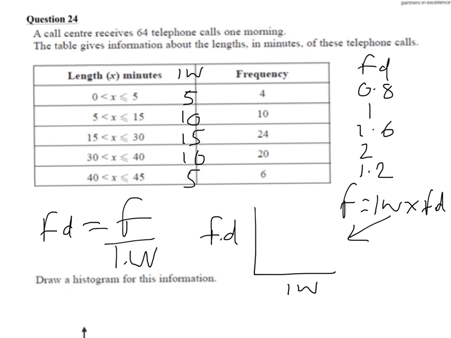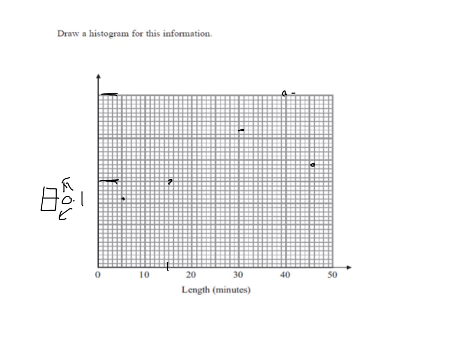So now all we need to do is to plot this onto the graph. So we now plot our frequency densities against our interval widths. So our first frequency density, the 0 to 5, was 0.8. Now you'll notice that I've indicated here that 2 squares are standing for 0.1, and this is 1, and this would be 2. So 0.8 will be 4 squares below the 1.